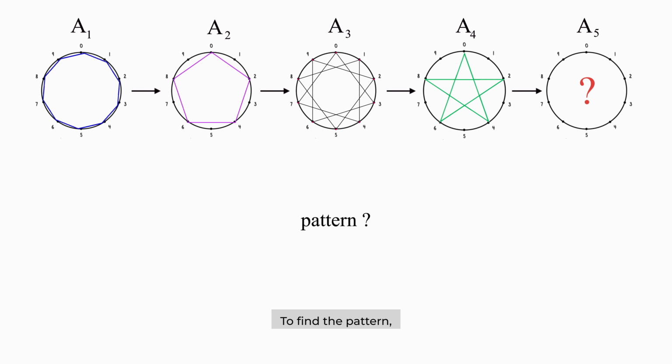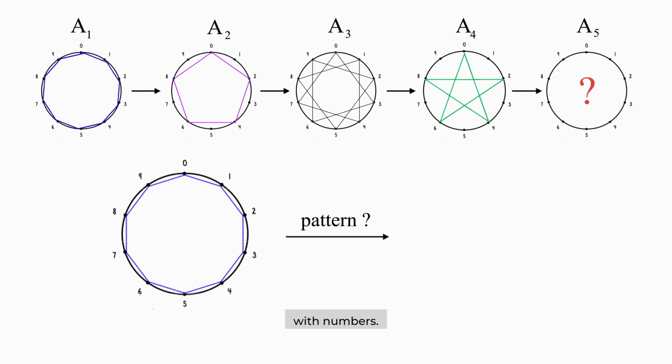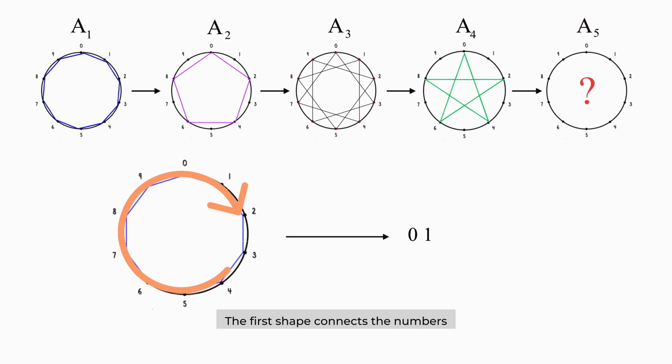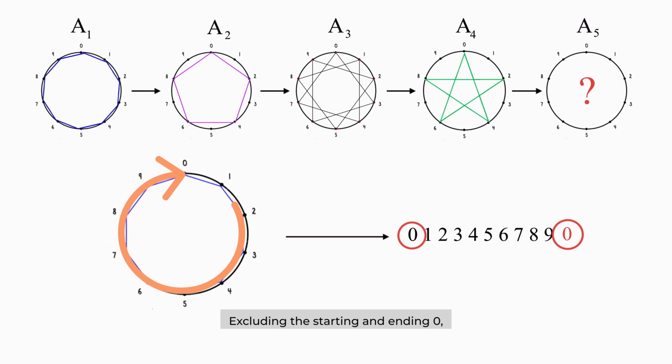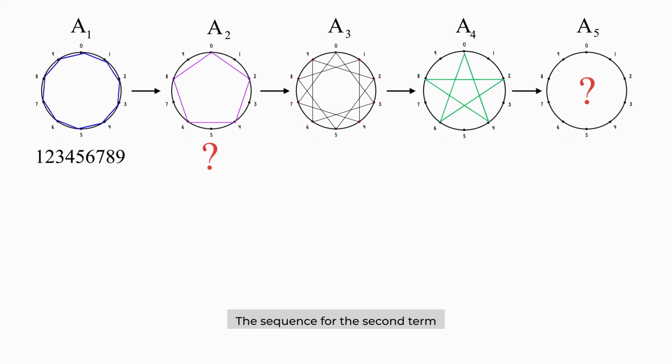To find the pattern, let's express the shapes with numbers. 0 is the starting point. The first shape connects the numbers from 1 to 9 in order, and then returns to 0. Excluding the starting and ending 0, the sequence for this term is this. The sequence for the second term is this.